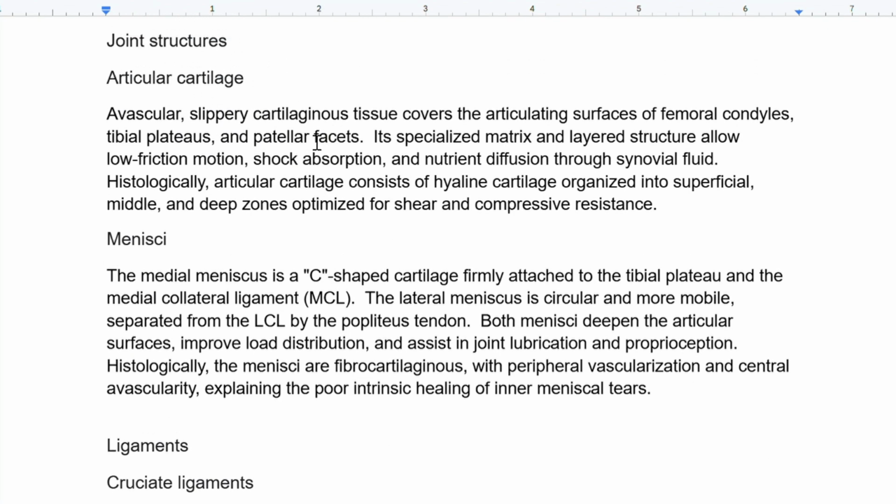Then there is joint structures, articular cartilage, avascular. Okay, so the articular cartilage. We're going into joint structures for articular cartilage. This is avascular slippery cartilaginous tissue covering the articular surfaces of the femoral condyles, tibial plateaus, and patellar facets. Its specialized matrix and layered structure allow low friction motion, shock absorption, and nutrient diffusion through synovial fluid. Histologically, articular cartilage consists of hyaline cartilage organized into superficial, middle, and deep zones, optimized for shear and compressive resistance.